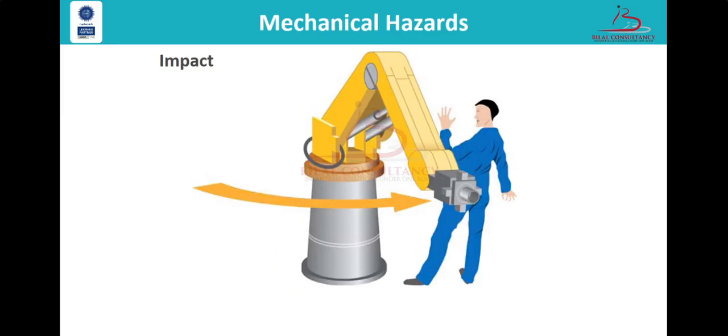Impact hazard. Impact hazard refers to the body being struck by a powered part of a machine. This is similar to crushing, but there is no fixed structure to trap the person. The speed and weight of the object does the damage.